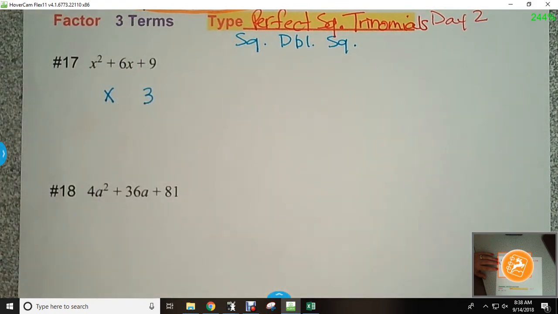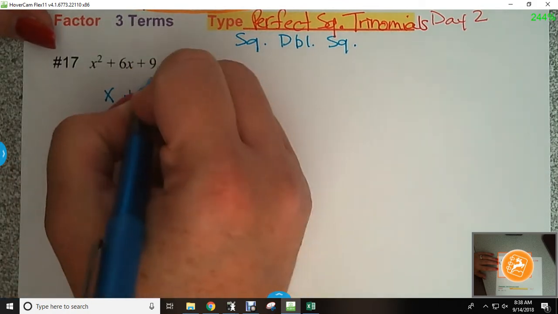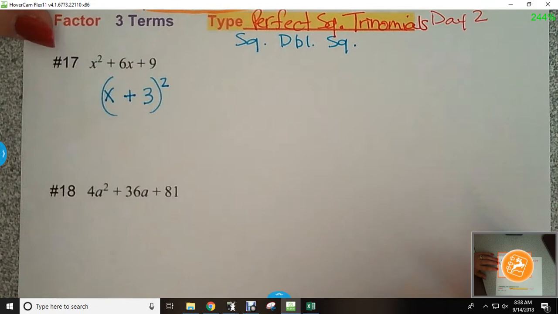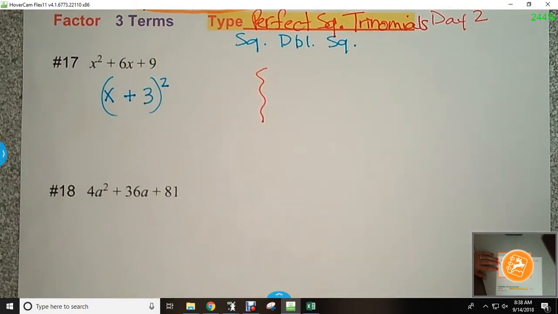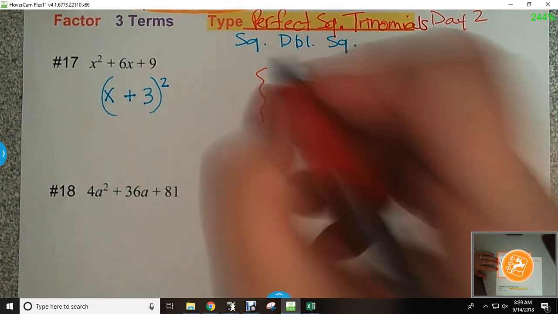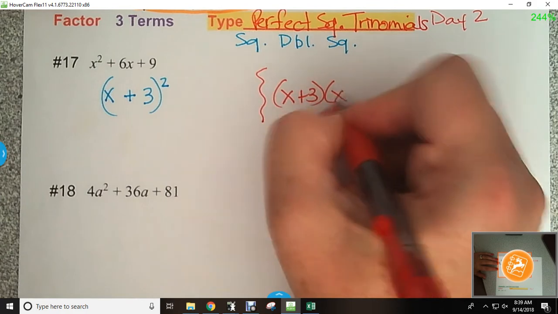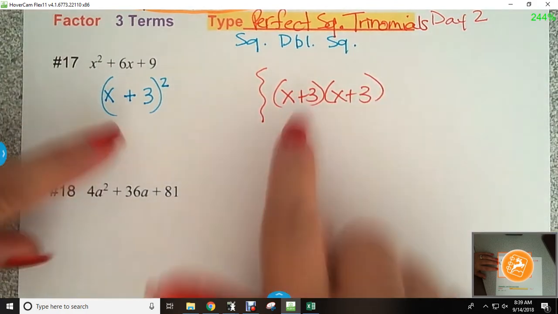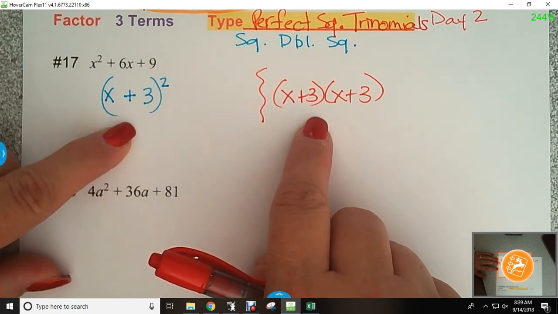So now, to finish factoring this, all I have to do is whatever sign is here in the middle, I'm going to bring it straight down, put parentheses and a square around it, and you're done. If you had done this using just regular factoring, just factoring trinomials when a is equal to 1, you would have ended up with x plus 3 times x plus 3. These answers are exactly the same thing. It's just a matter of preference.